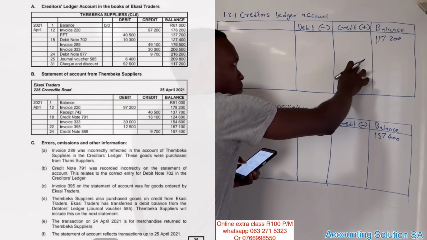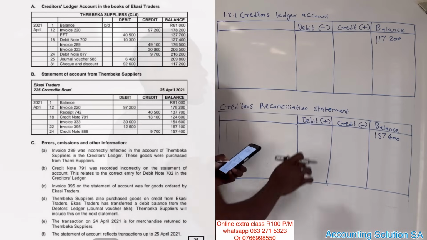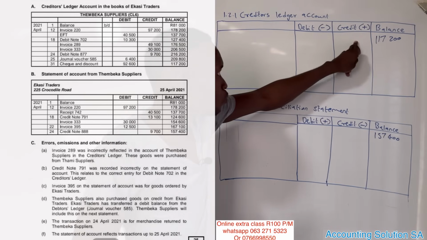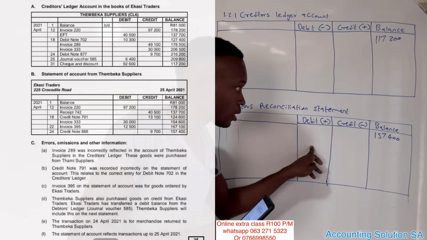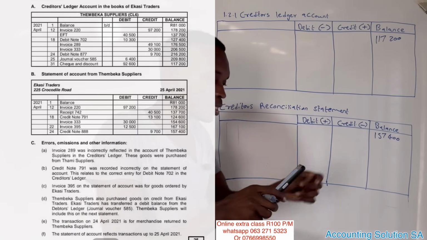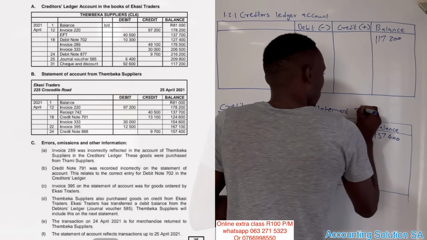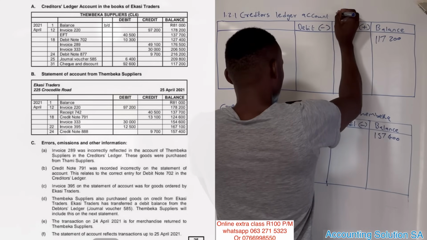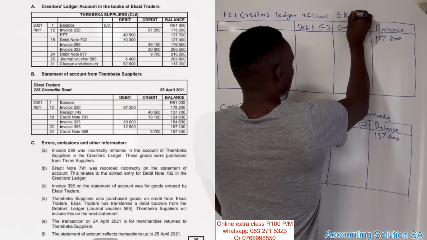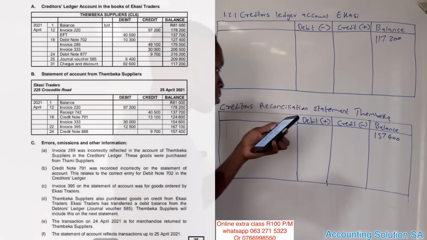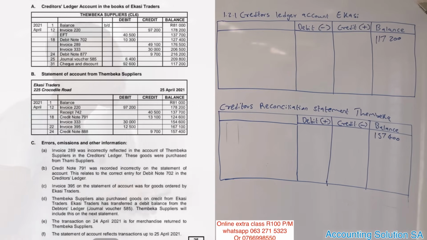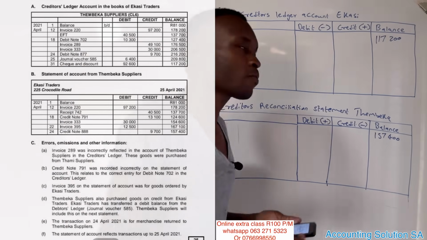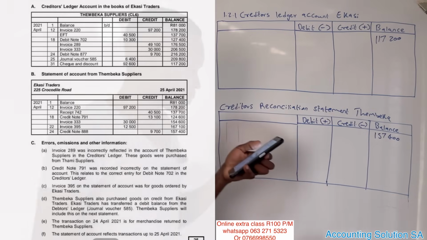Now we have to do what? We must remove it this side because it does not belong to this reconciliation. Because if you try to match it and record it this side, it's going to be wrong, because this reconciliation statement is for Tembeka, and this one is for Ekasi, our business. So this one of Tami must just be removed from here so that we don't include it, because it does not belong to this reconciliation. Okay.